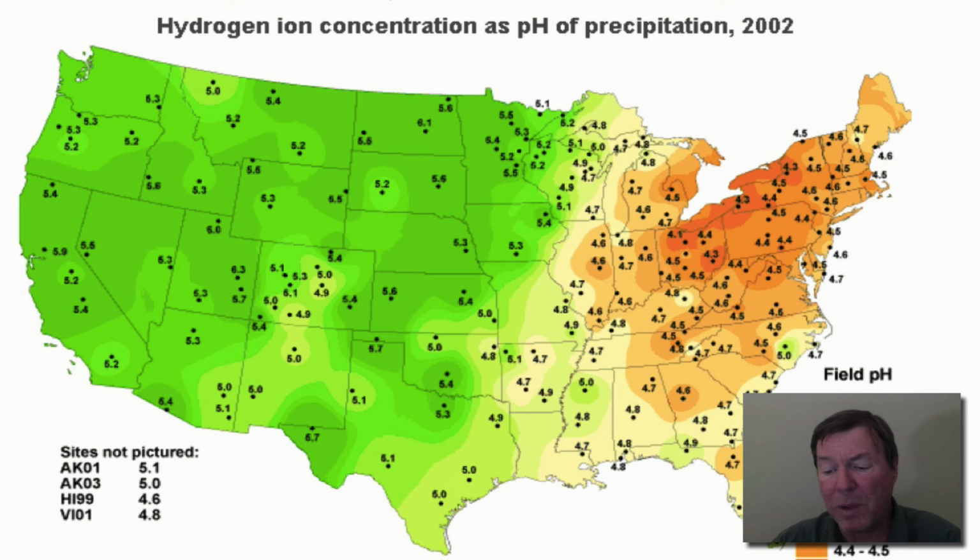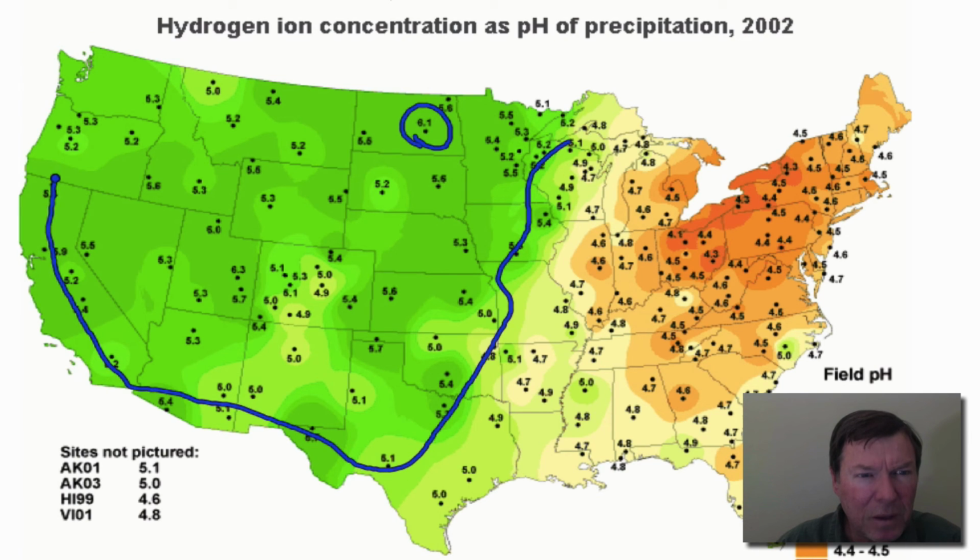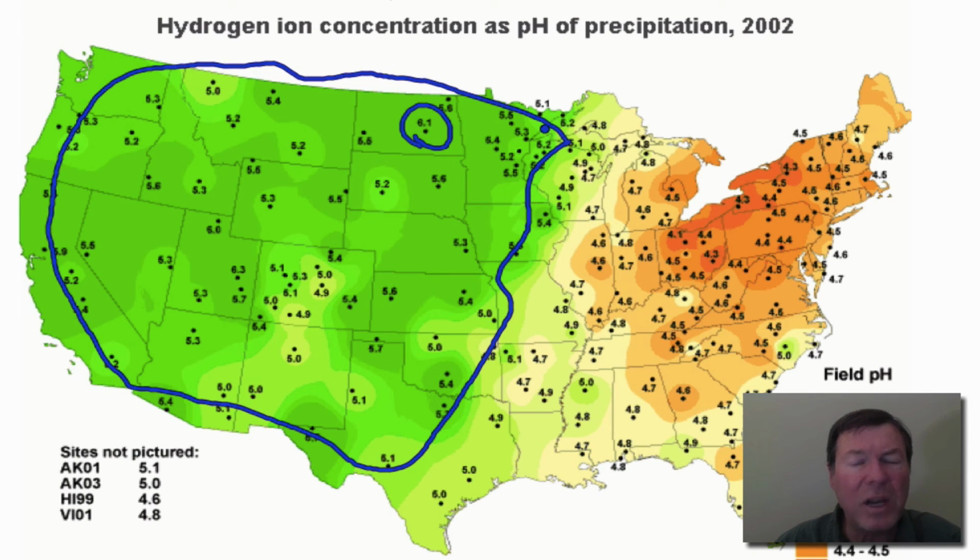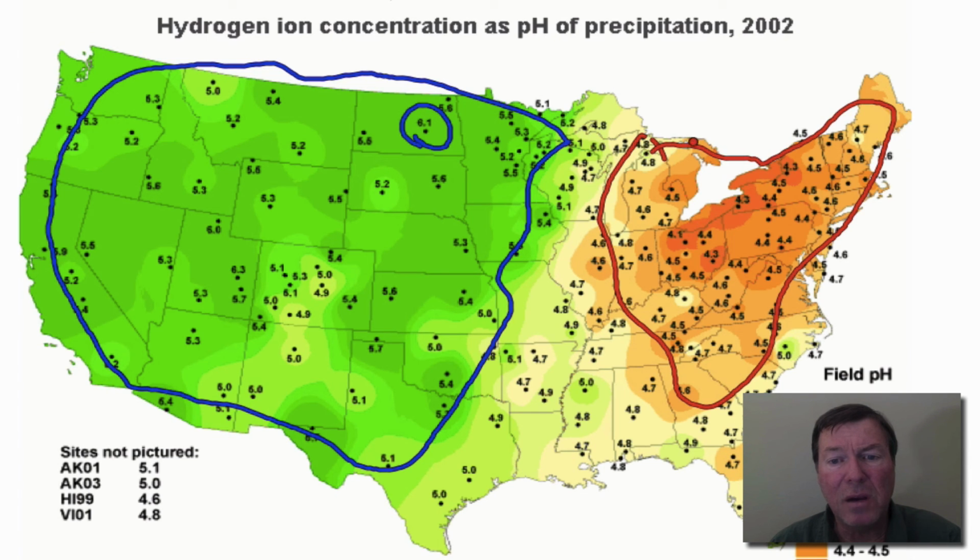This is a map of the United States and the acid rain, and you can see the best place you possibly want to be is probably up here. But this whole area here is fairly good. The West Coast is a fairly neutral area. I mean, it is 5.3. It's a little bit acidic, but not like the East Coast over here, where you have a very, very strong acid rain problem.